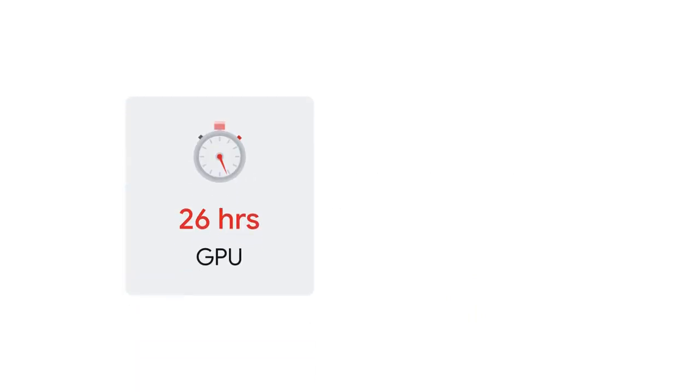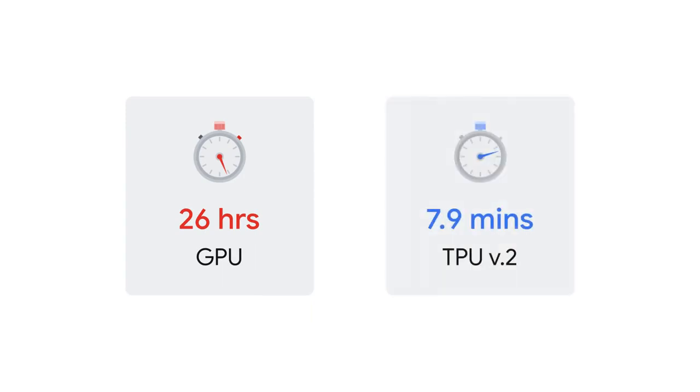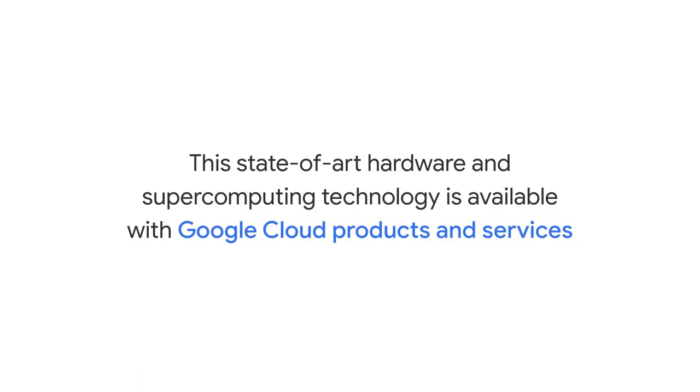This means that instead of waiting 26 hours for results with a single state-of-the-art GPU, you'll only need to wait 7.9 minutes for a full Cloud TPU v2 pod to deliver the same results. Cloud TPUs have been integrated across Google products, and this state-of-the-art hardware and supercomputing technology is available with Google Cloud products and services.